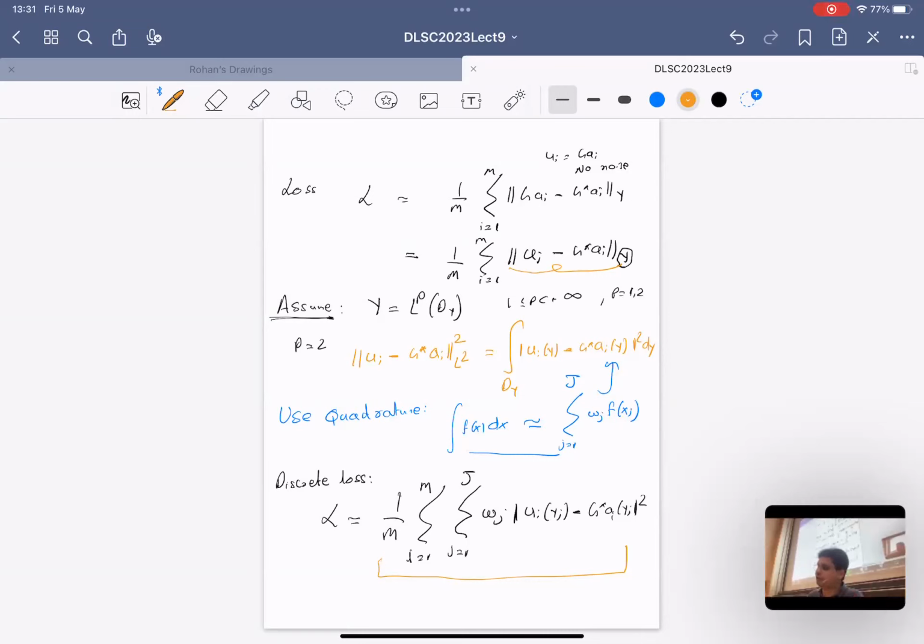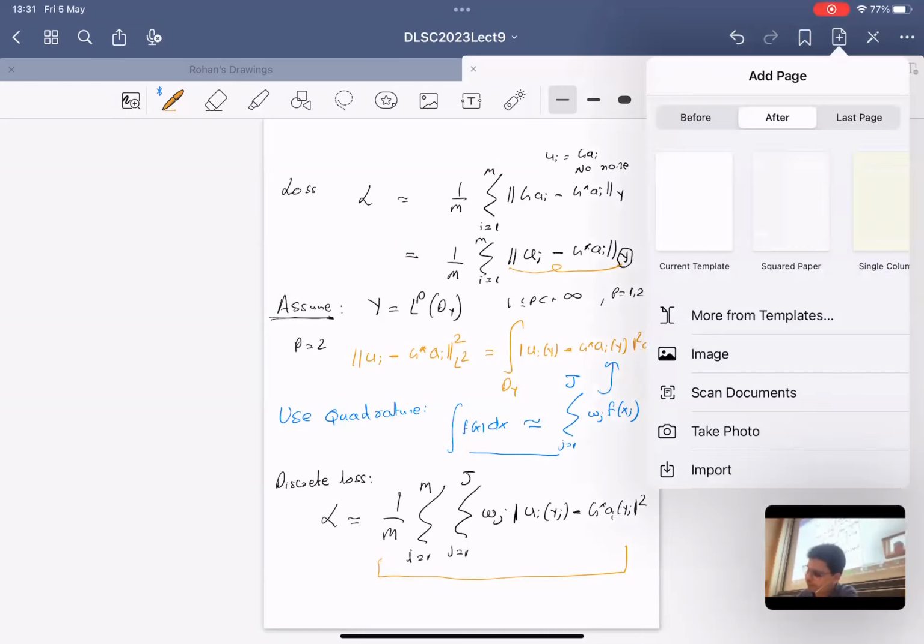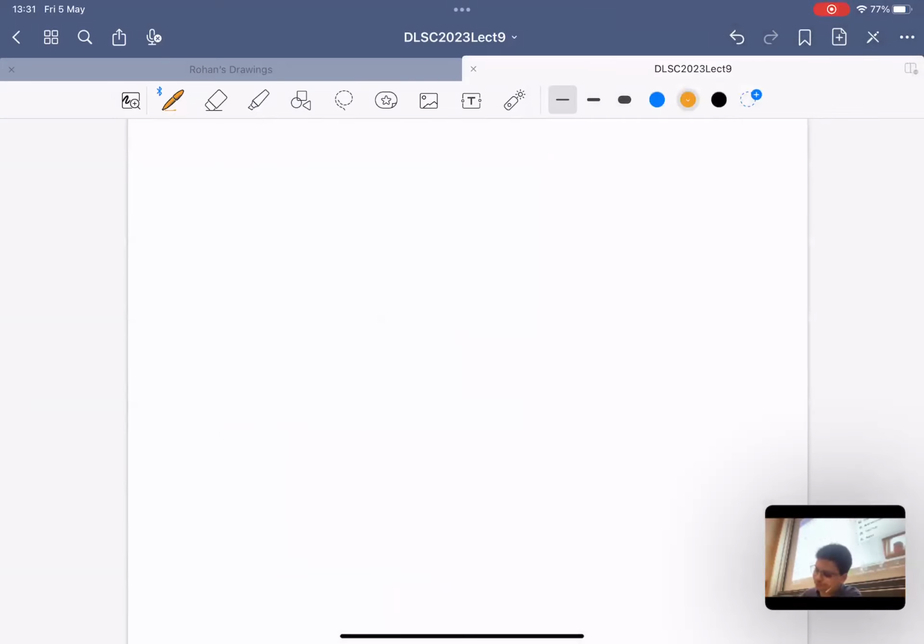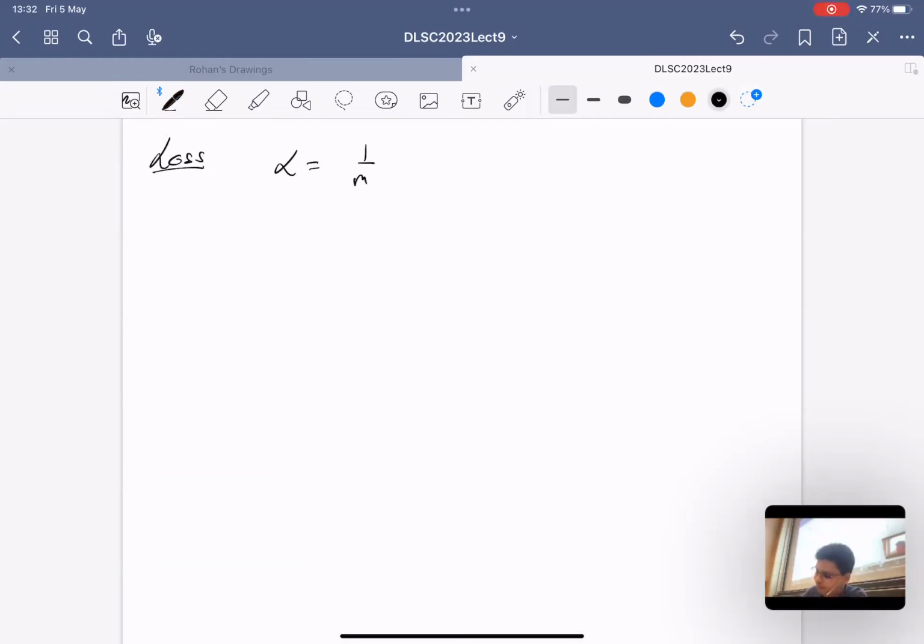So the loss that I have to deal with in practice is the following. Let me write it down. The loss function L, as I said, I'm rewriting it: 1 over m of the summation. Now i corresponds to a function space index, and j corresponds to a physical space index. Sum over j of omega j of ui of yj minus g star ai evaluated at yj. It can get complicated, right? But it's just a wee bit complicated. It's not that difficult.